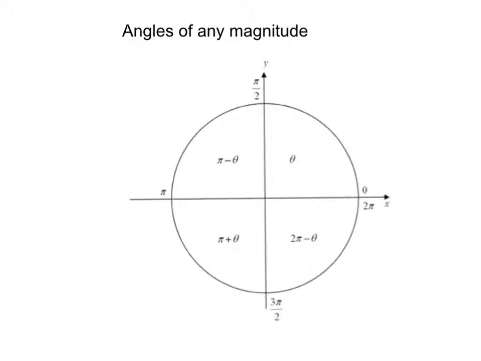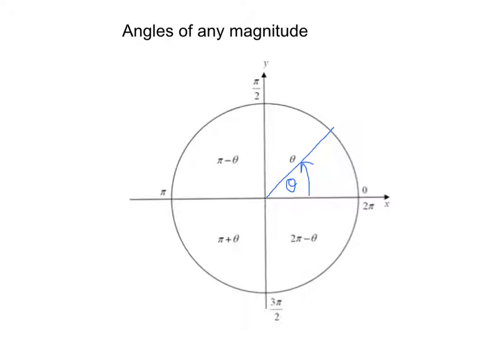Okay, to work out angles of any magnitude, the first thing you need to do is find out the related angle. Now, a related angle will often be represented by theta, and it's always going to be an acute angle between 0 and 90 degrees, or 0 and pi on 2. So in the first quadrant, you could say theta is that angle there. Now remember, positive angles are always measured anti-clockwise from 0, or from the positive direction of the x-axis.